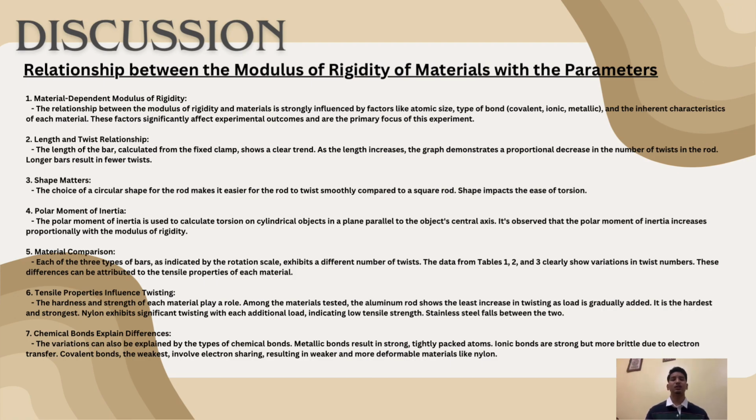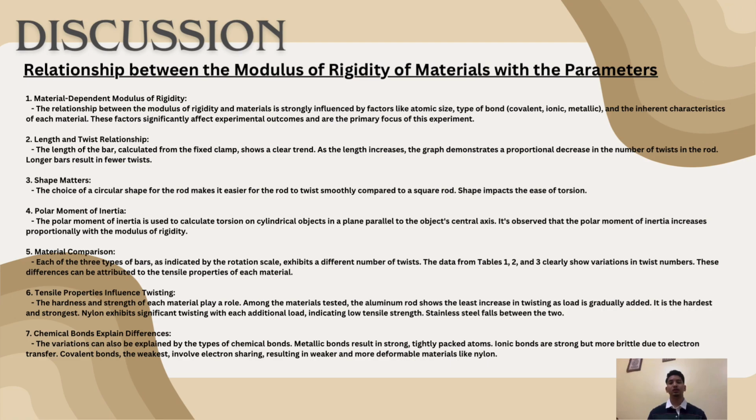Due to the least increase in twisting when load is gradually added in increments of 10 Newton, the steel rod is the hardest and the strongest rod bar among the materials. The nylon rod comes in last, followed by the aluminum rod in second. Results for the nylon rods demonstrate that each additional load causes a significant amount of twisting. As a result, it can be said that nylon has a very low tensile strength.